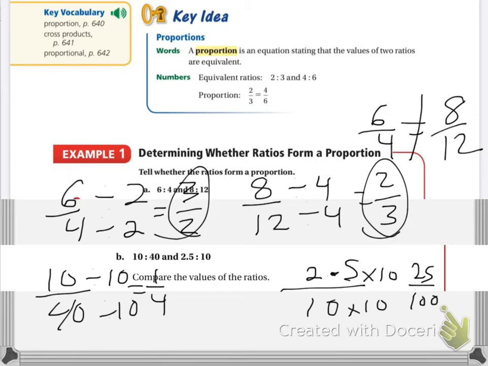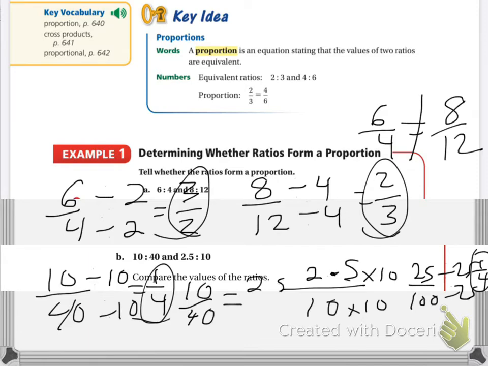Now I can simplify this fraction. It doesn't have a decimal in it anymore. I can divide by 25, divide by 25, and I get 1/4. Since I have 1/4 and 1/4, I know that 10 to 40 is equal to 2.5 to 10. So they form a proportion because they are equivalent.